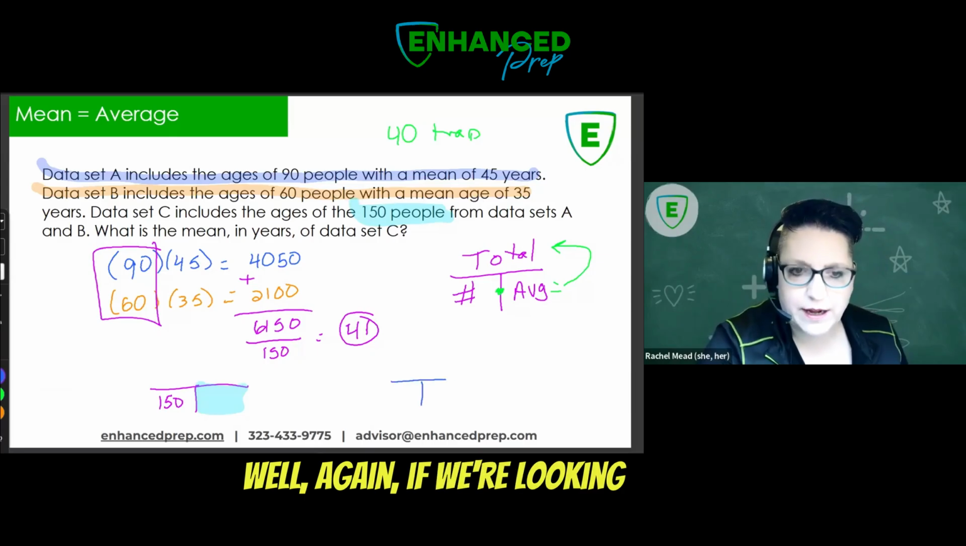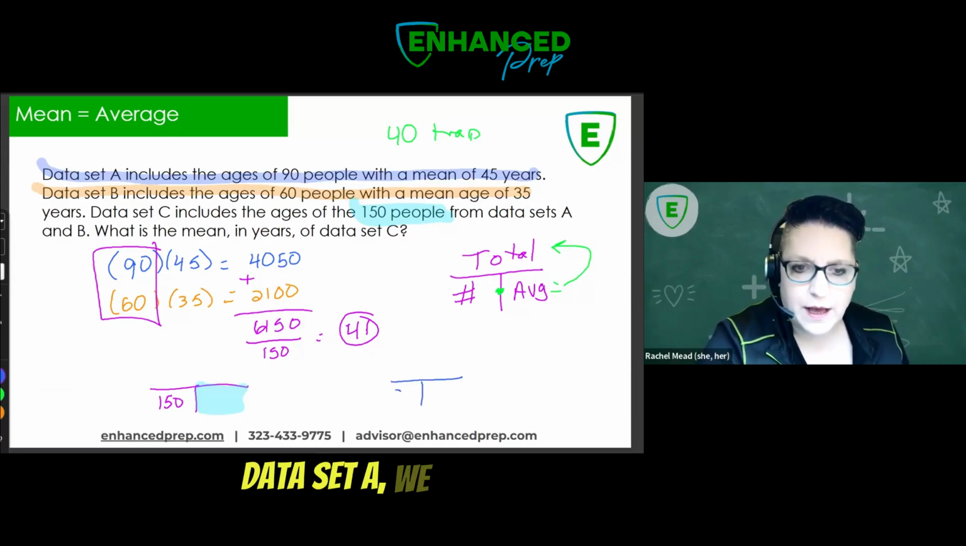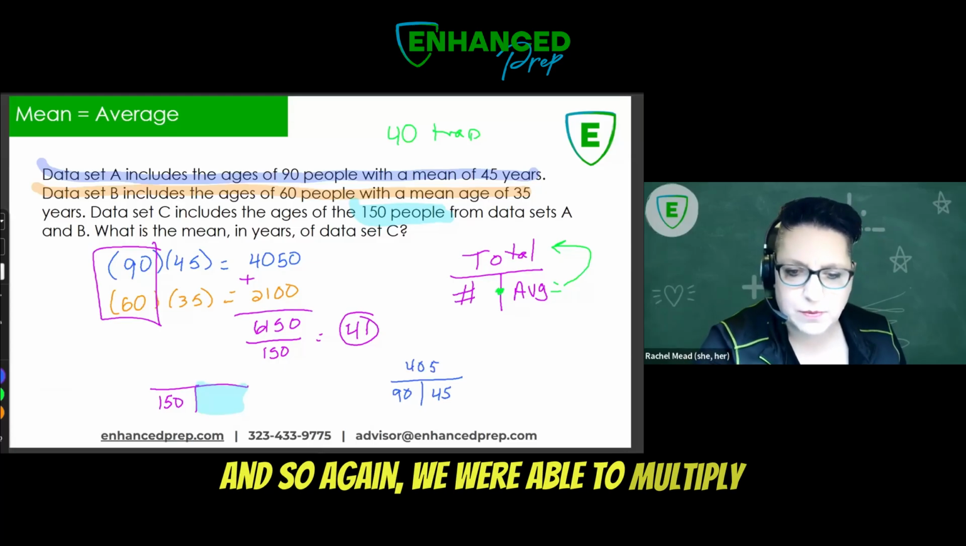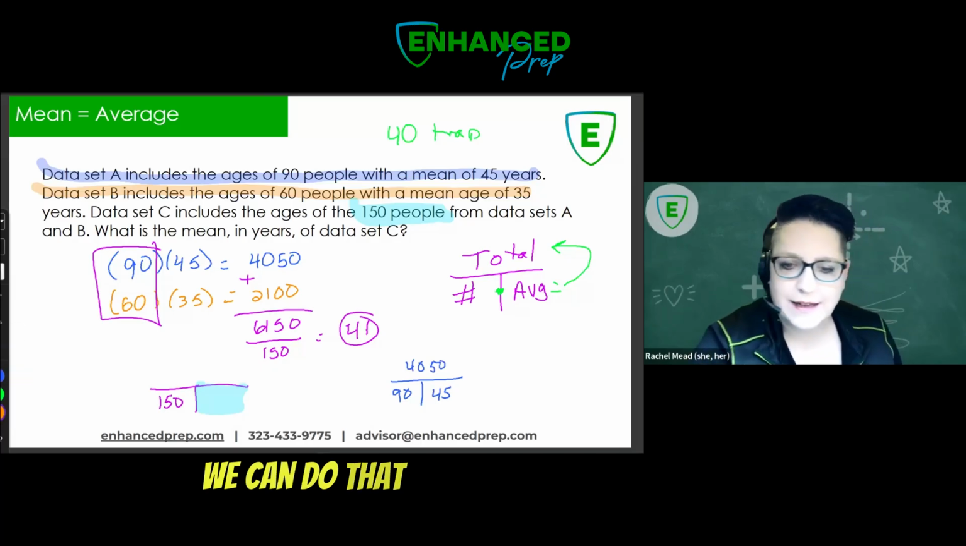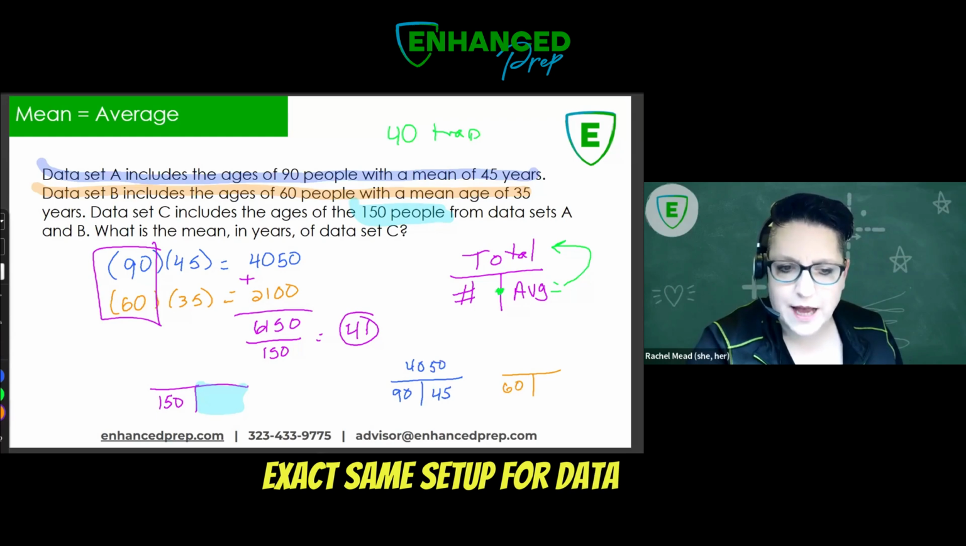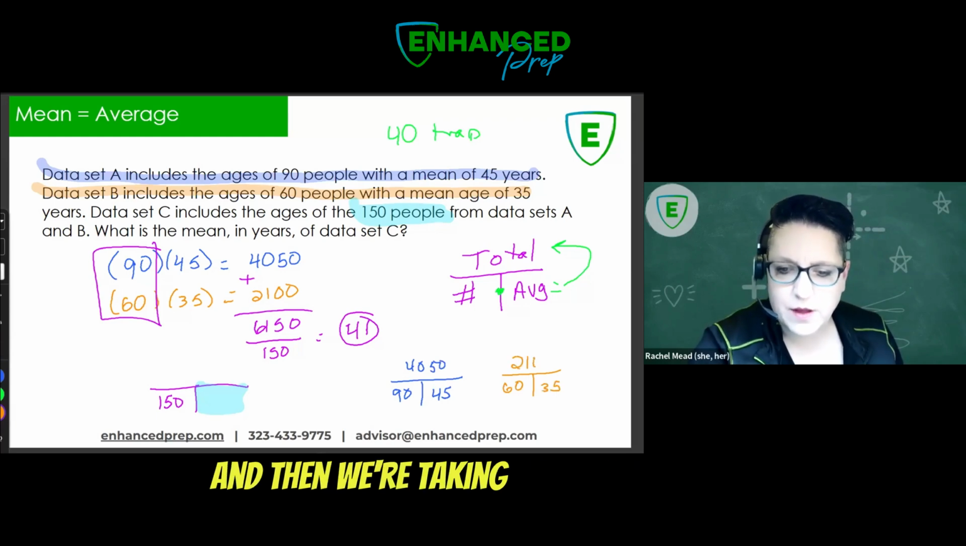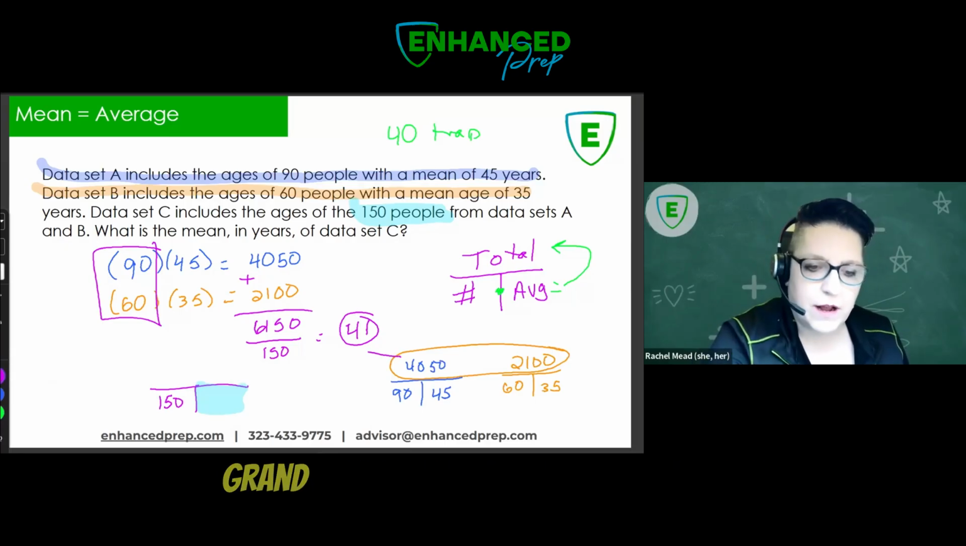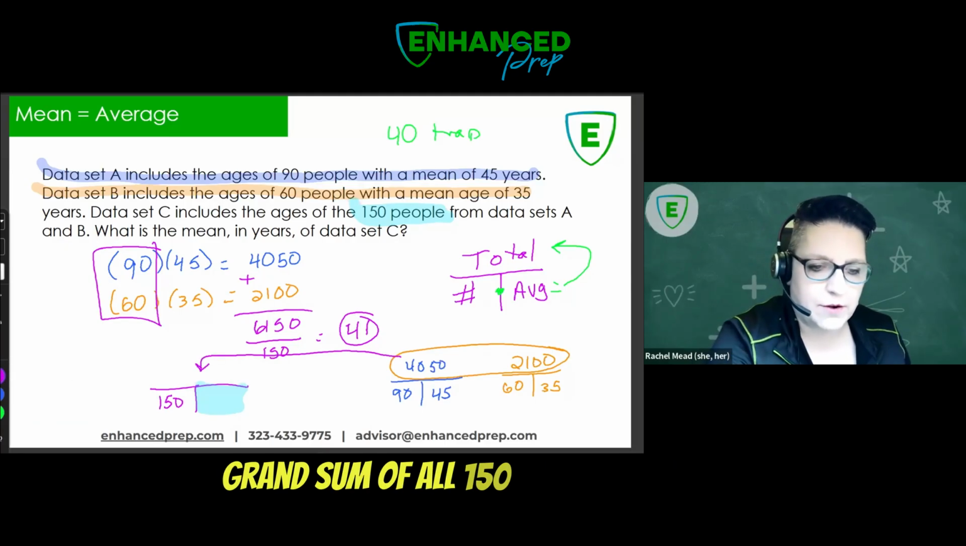So how are we going to find that total as we're moving through? Well, again, if we're looking at our data set A, we had 90 people in that group, which had an average of 45. And so again, we were able to multiply those together. We can do that exact same thing with the exact same setup for data set B. And then we're taking those two totals and we're going to combine them for the grand sum of all 150 people together.